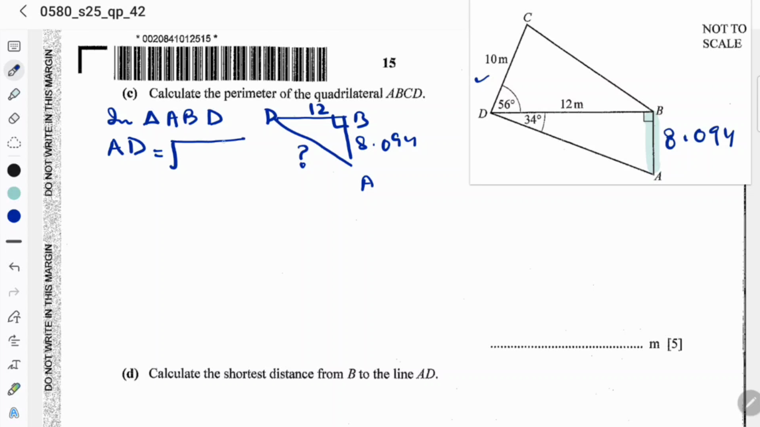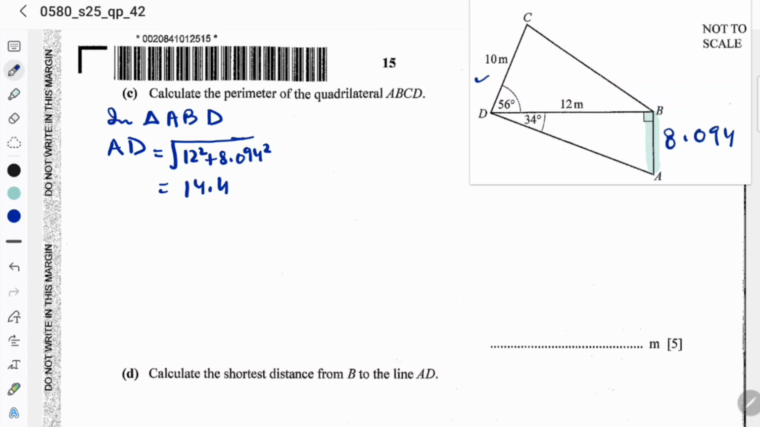So you will be taking 12 square plus 8.094 square. I'm just quickly finding out. So that is becoming 14.475 centimeters. One of the sides is this one. The other missing side is the side BC. In triangle BCD, which is the missing side? The side BC. For finding out the side BC, use the cosine rule. For AD we used the Pythagoras theorem.